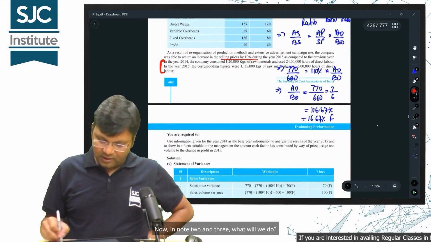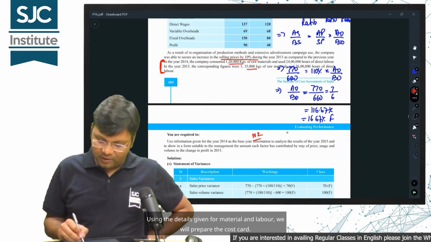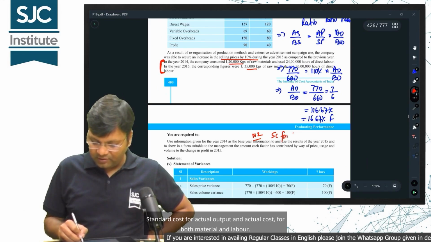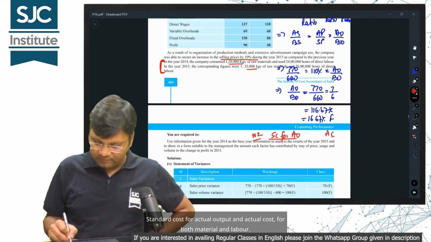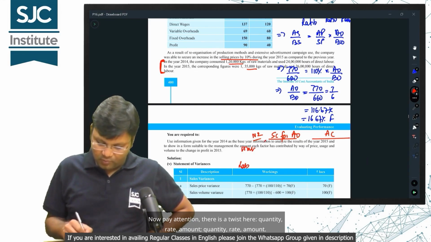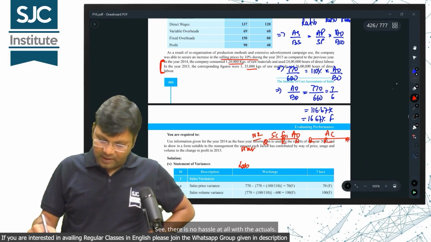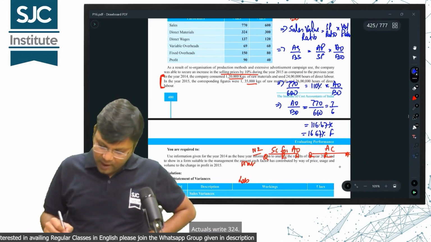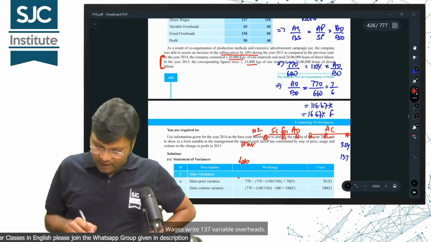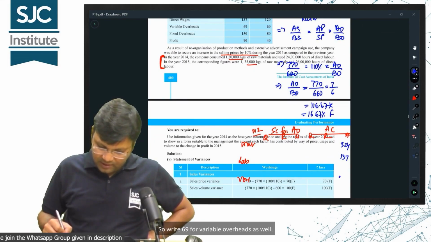Now, in note 2 and 3, what will we do? Using the details given for material and labor, we will prepare the cost card: standard cost for actual output and actual cost for both material and labor. Now pay attention, there is a twist here: quantity, rate, amount, quantity, rate, amount. See, there is no hassle at all with the actuals. Actuals write 324. Wages write 137. Variable overheads will vary along with labor, so write 69 for variable overheads as well.